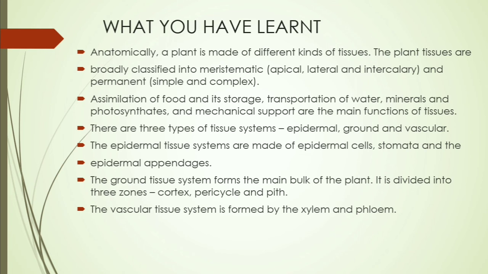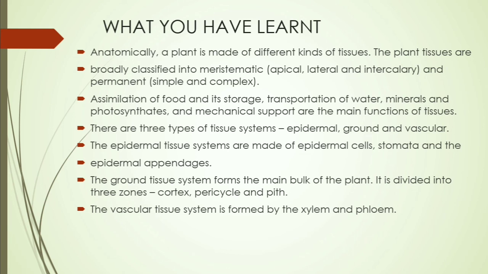So what we have learnt during the discussion: anatomically, a plant is made up of different kinds of tissues. The plant tissues are broadly classified into meristematic, that is apical, lateral and intercalary, and permanent, that is simple and complex. Assimilation of food and its storage, transportation of food, water, minerals and photosynthates, and mechanical support are the main functions of tissues.